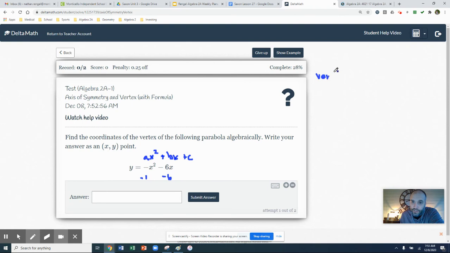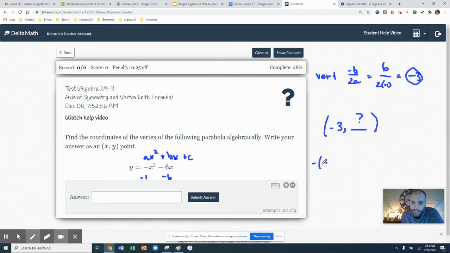Just like we did in our notes, our vertex x-coordinate is going to equal the opposite of b over 2a. The opposite of b would be positive 6. My b's and 6's kind of look the same, so that's just an anomaly that this b looks like a 6. But anyway, the opposite of negative 6 is positive 6. 2 times negative 1 is negative 2. So 6 over negative 2 gives me negative 3. So far I've got the x-coordinate of my vertex, negative 3, and now I need to figure out the y-coordinate of my vertex. To do that, I'm going to put that into the original equation.